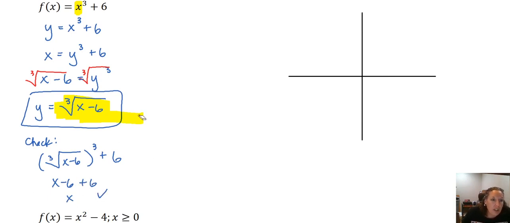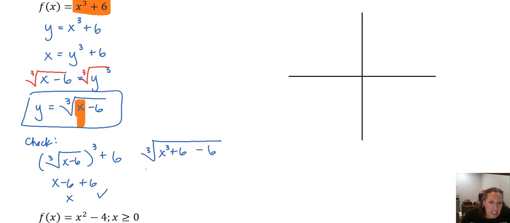And then now we're going to go the other direction. So we're going to plug our original function in for just our x here. And that's going to be the cube root of, instead of just x, it's going to be x cubed plus 6. We still have that minus 6. Inside the cube root, it simplifies to x cubed. And the cube root of x cubed is equal to x. And so that is checking it.